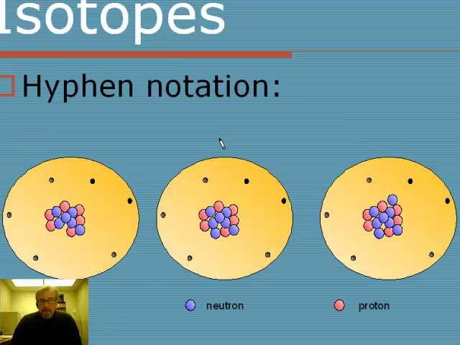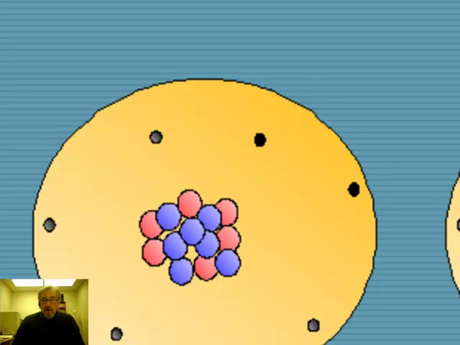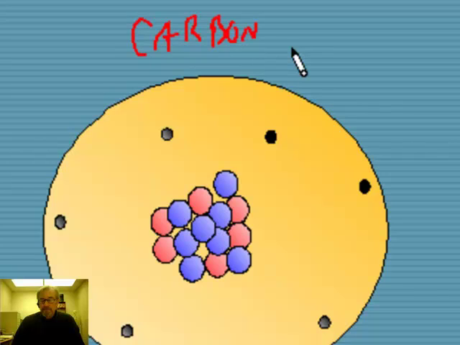There are 2 ways we use to describe isotopes to identify which isotope we have. One is called hyphen notation. In hyphen notation, you write down the name of the element, which in all of these cases would be carbon, then a hyphen, and then the mass number. This one had 6 protons and 6 neutrons, which add up to 12, so this is carbon-12. This one has 7 neutrons with 6 protons, so 13, carbon-13. And this last one had 8 neutrons with 6 protons, so a mass number of 14, carbon-14.